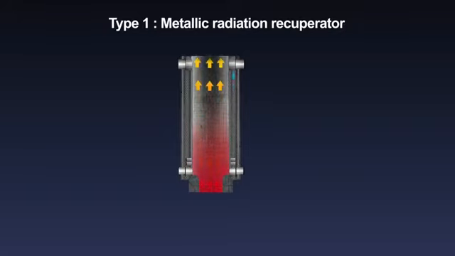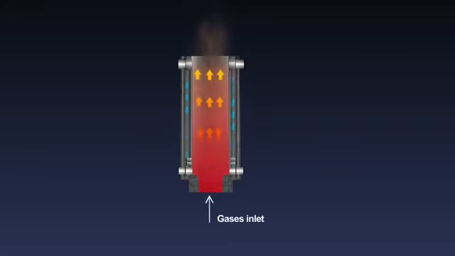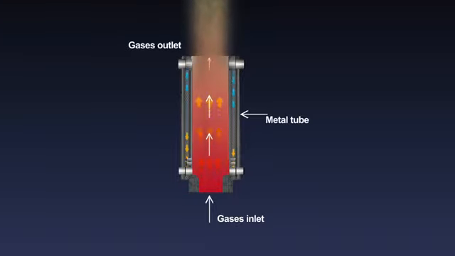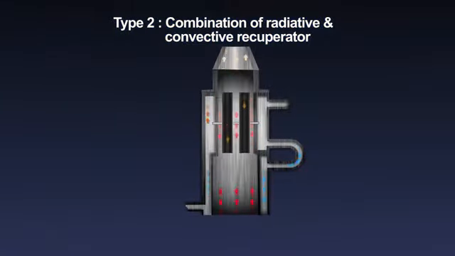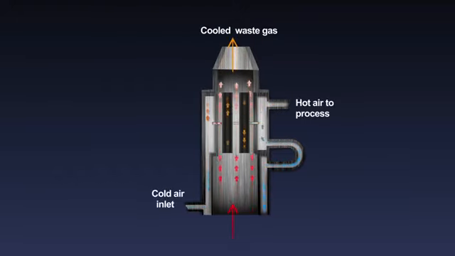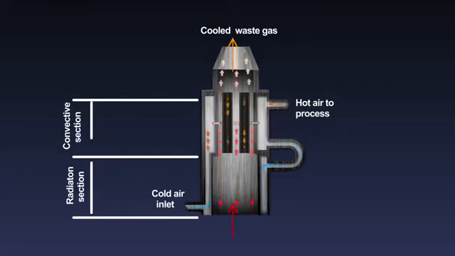The simplest configuration used for pulverized coal-fired furnaces is the metallic radiation recuperator, which consists of two concentric lengths of metal tubing. The inner tube carries the flue gas and the outer tube carries the combustion air to be preheated. This type of recuperator has low efficiency. To improve the effectiveness of heat transfer, a combination of radiative and convective designs are used, with high-temperature radiation recuperator being followed by convective design. This type of recuperator is also used in pulverized coal-fired furnaces and can recover up to 50% of waste heat.